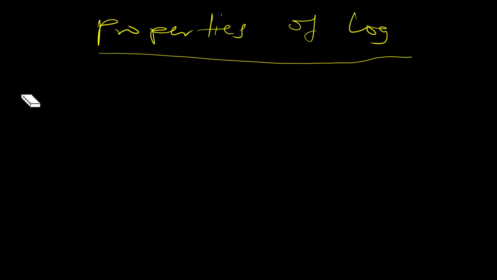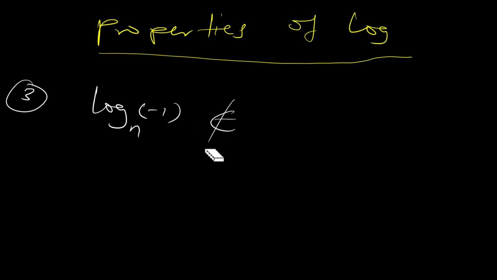The third one has to do with the log of a negative number to any base. You cannot take the log of any negative number, so this one does not exist. You can't take log negative 5, or the log of any negative number. It doesn't exist.